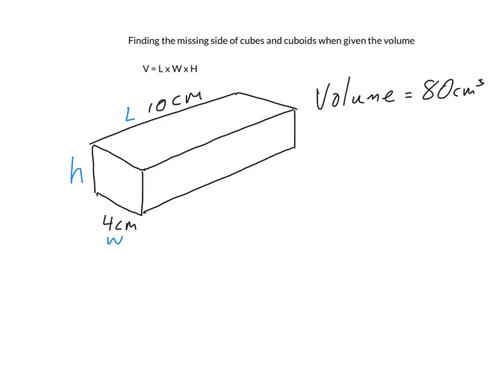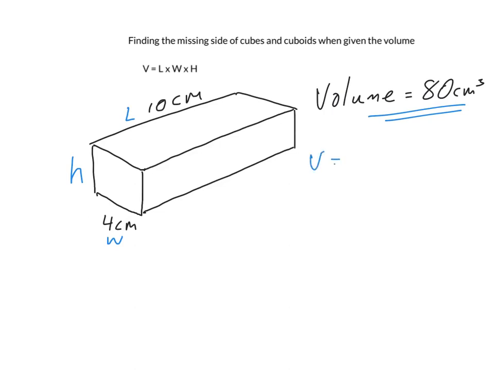In these examples, we're going to try and find the missing dimension when we've been given the volume. In this example here, we've been given a length of 10 centimetres, a width of 4 and a volume of 80 centimetres cubed. And we're going to use our formula to work out the missing dimension, the height.